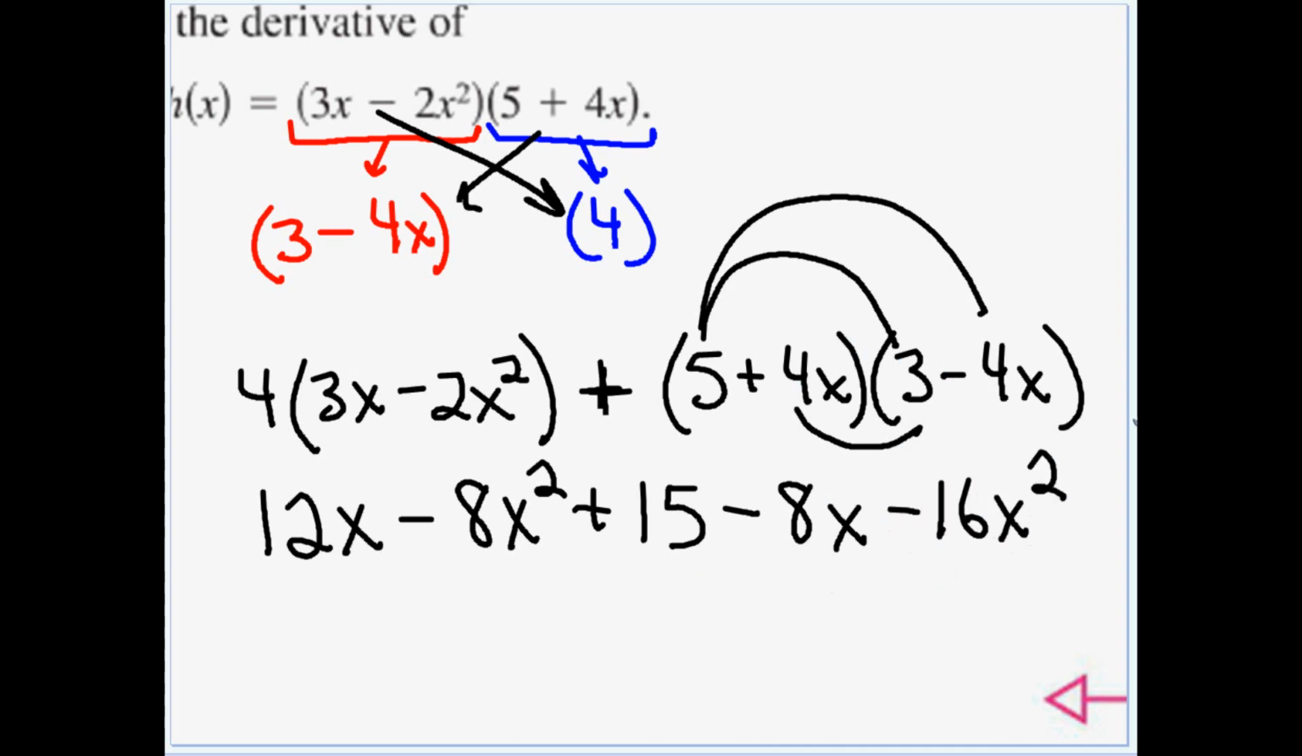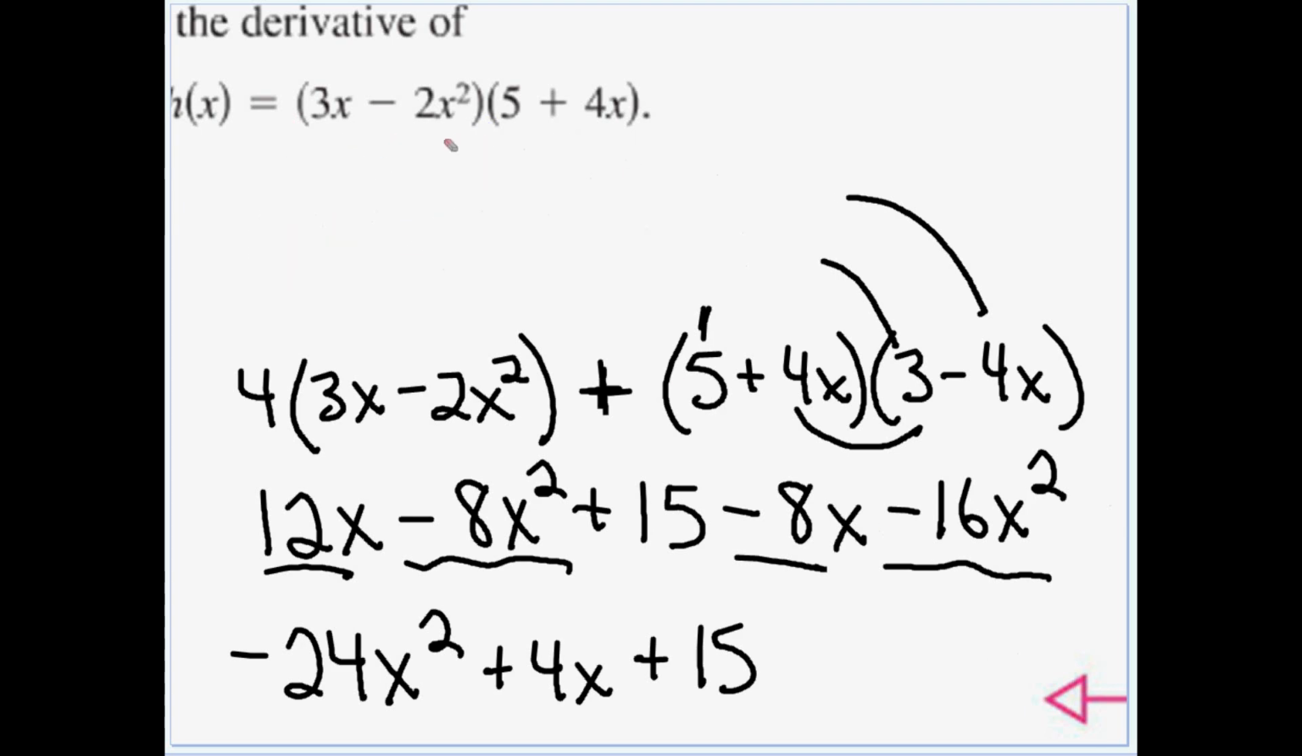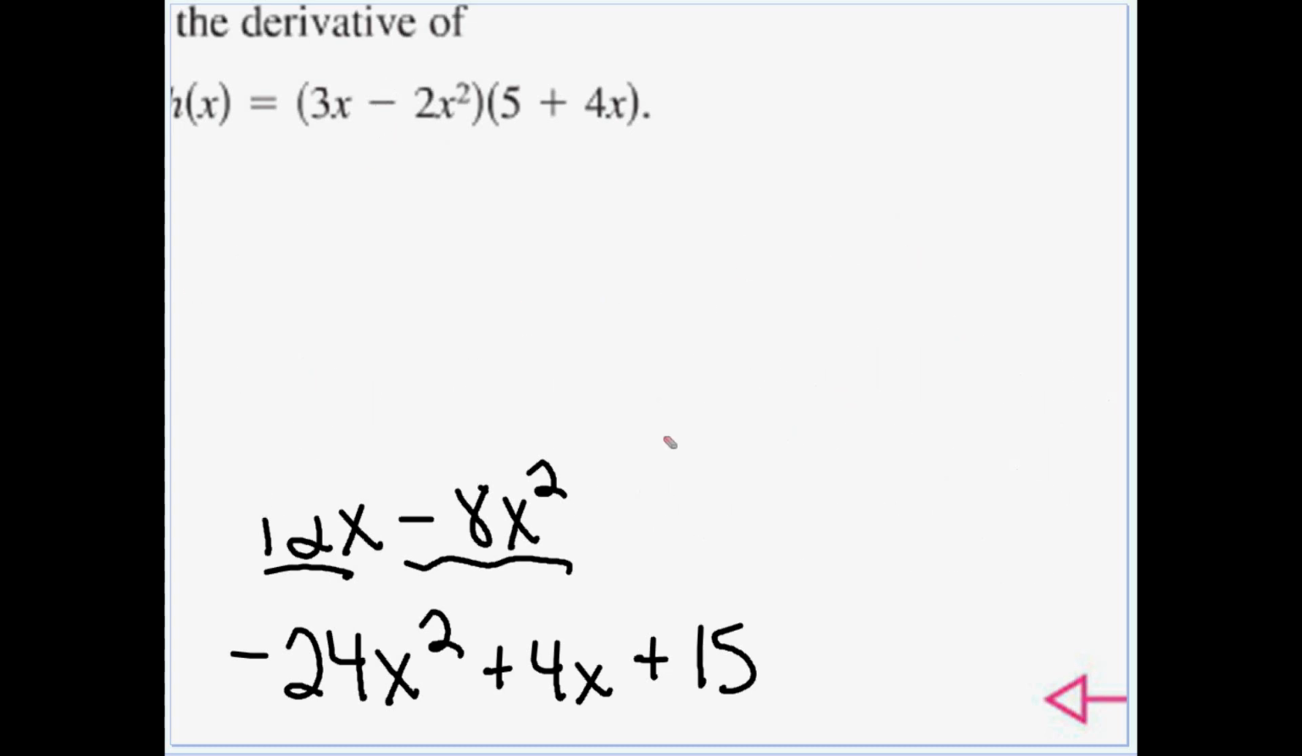And let's put this in nice descending order. The negative 16 and negative 8x squared will combine to a negative 24x squared. Minus 8 plus 12x, that's a plus 4x. And we have a plus 15. And there's our derivative with the product rule. Because these two functions were multiplied, we can't just take the derivatives and multiply them. We have to do the first times the derivative of the second plus the second times the derivative of the first. Now this is a good one to show you the mechanics of a product rule.